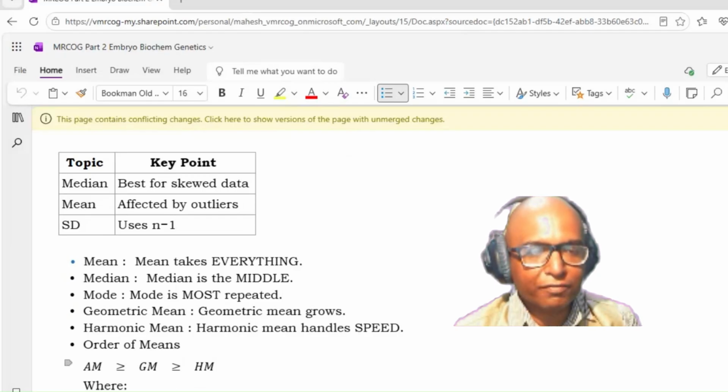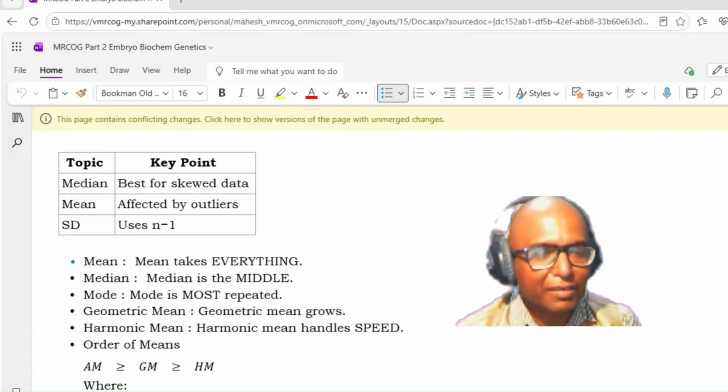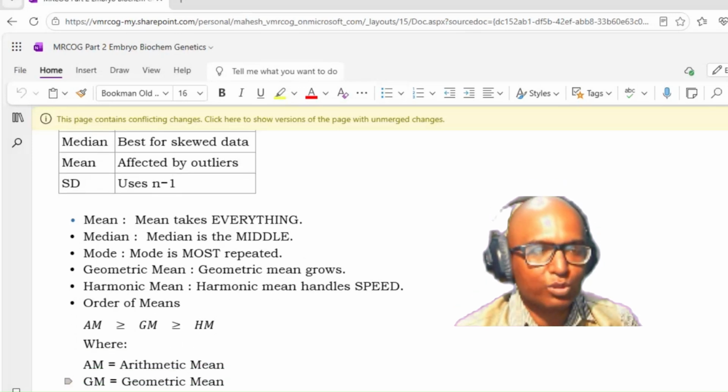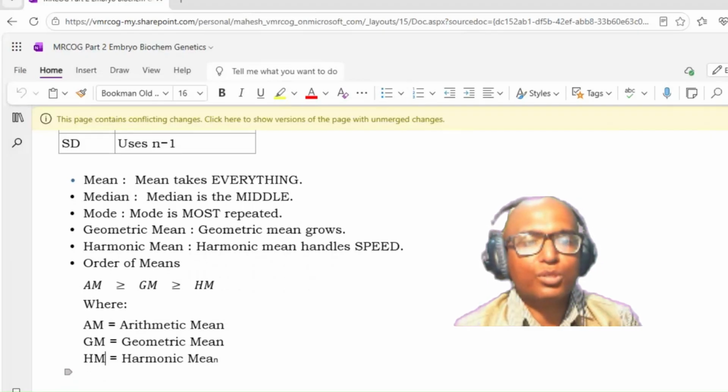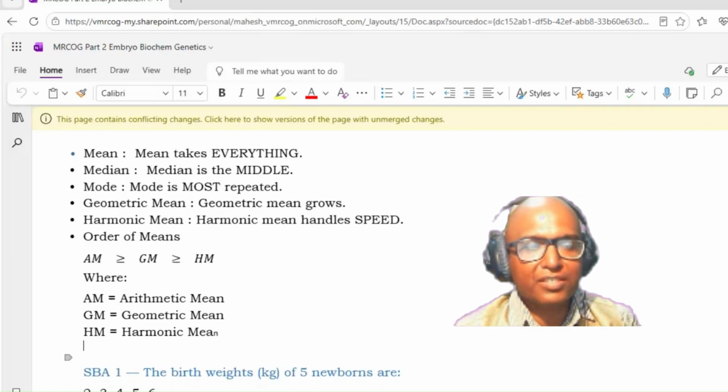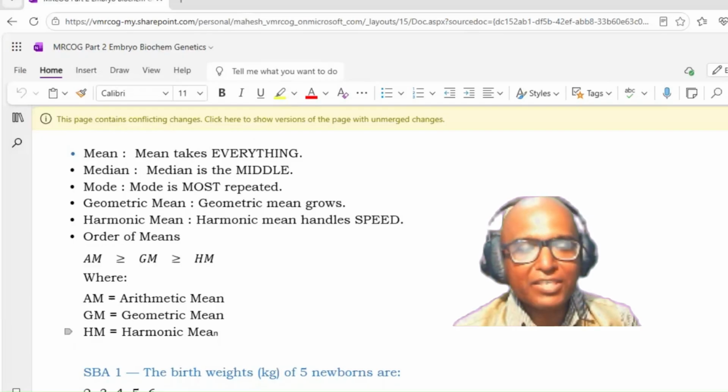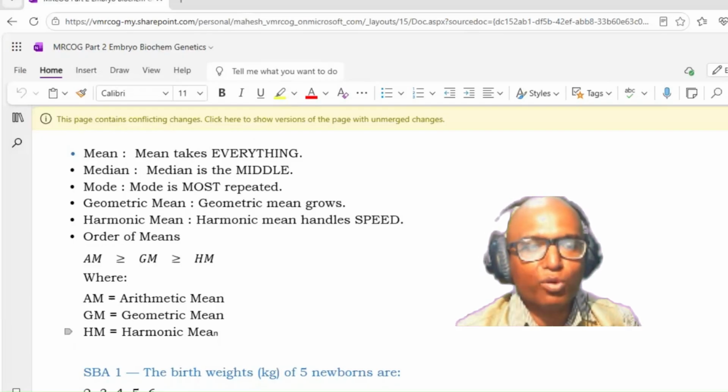Then the order of means: arithmetic mean is greater than or equal to geometric mean, which is greater than or equal to harmonic mean. This we have seen with arithmetic mean and geometric mean, and it is the same with the harmonic mean also. It is smaller than the geometric mean and smaller than the arithmetic mean. Where AM is arithmetic mean, GM is geometric mean, and HM is harmonic mean. So that finishes today's session on the measures of central tendency, that is mean, mode, and median.